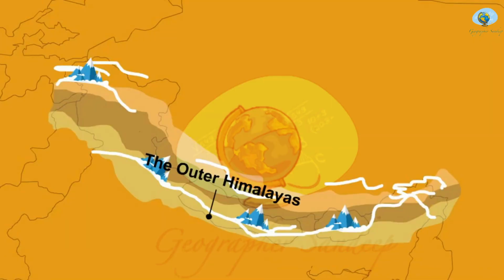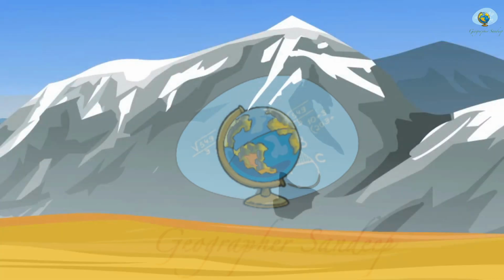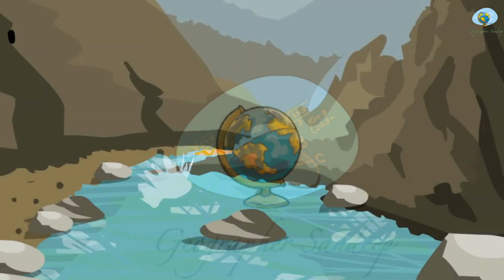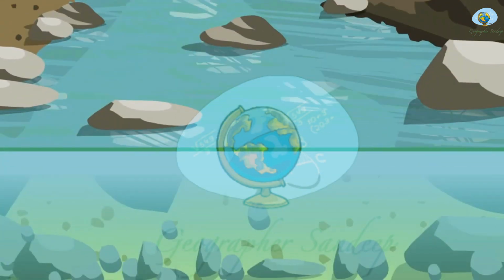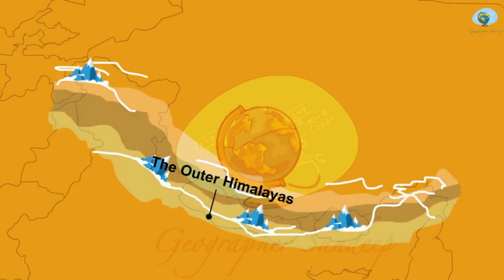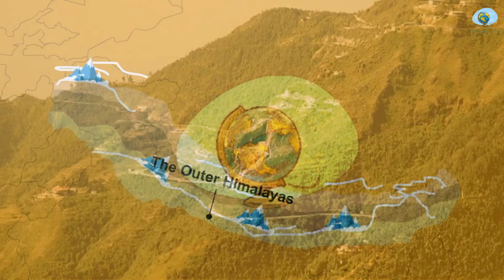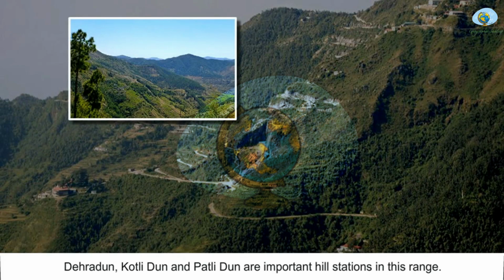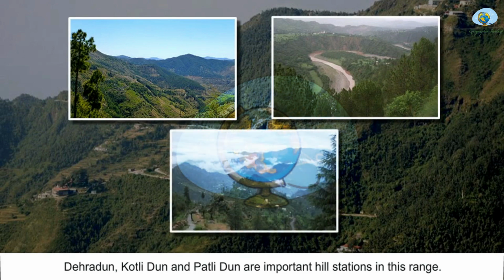The outer Himalayas or the Shivalik is the lowest range. The altitude varies from 900 meters to 1,100 meters and the width varies from 10 to 50 kilometers. It is made up of sediments deposited by the rivers of the northern Himalayas. The valleys lying between Himachal and the Shivalik range are called dunes. Dehradun, Kotli Dun and Patli Dun are a few to name.